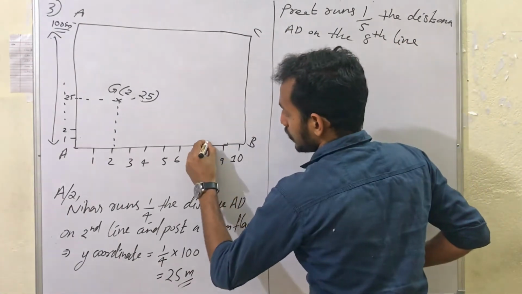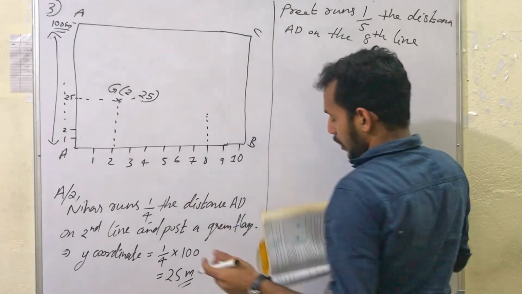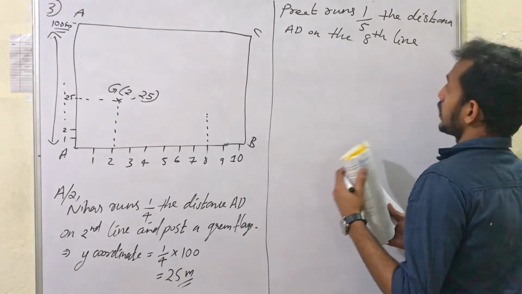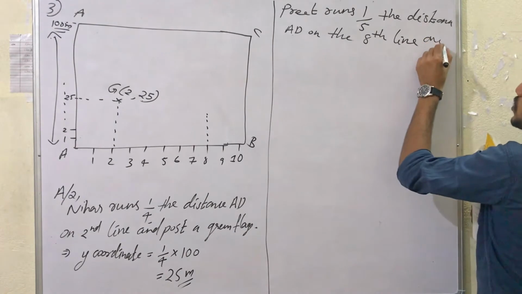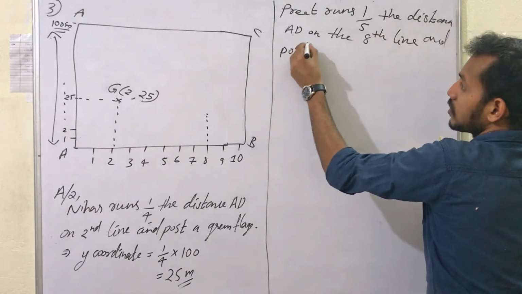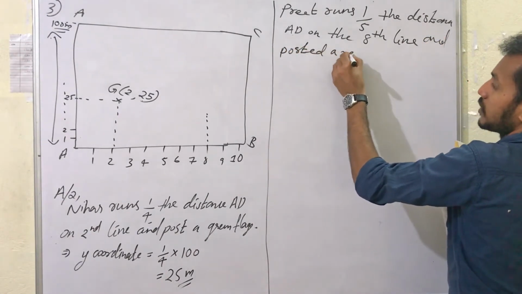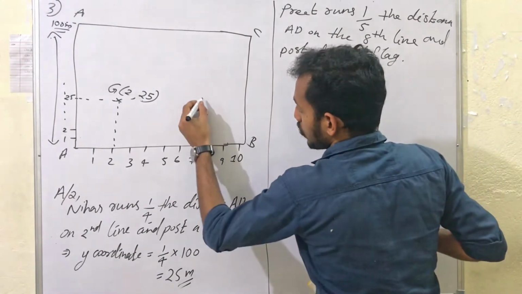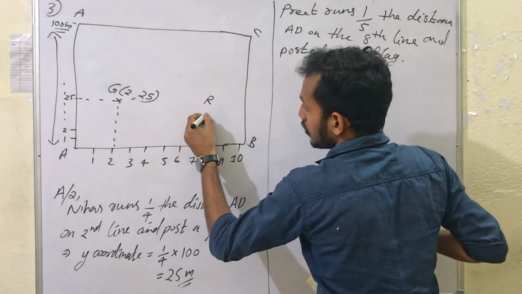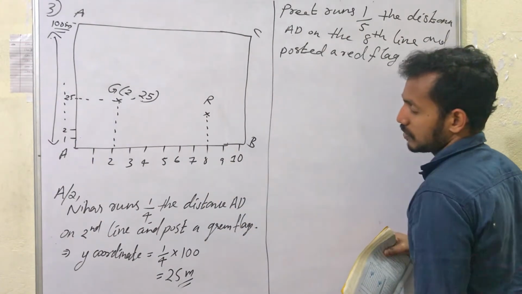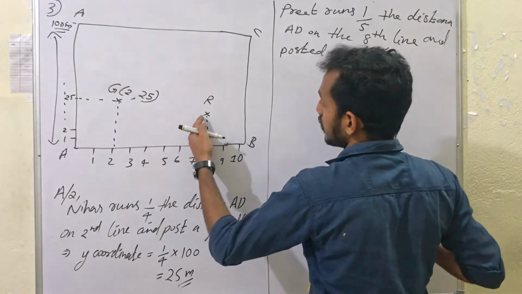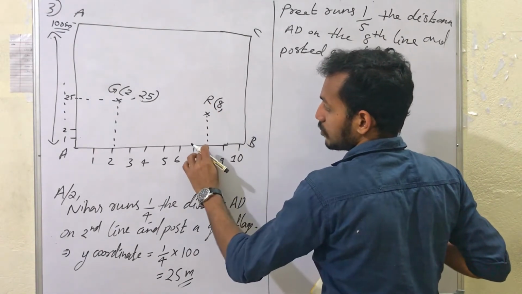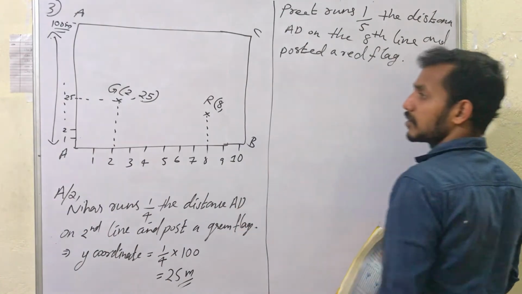so that will be here, and posts a red flag. So this will be the point, suppose. Okay, and what will be the x coordinate? The x coordinate will be 8 because it is on the 8th line.